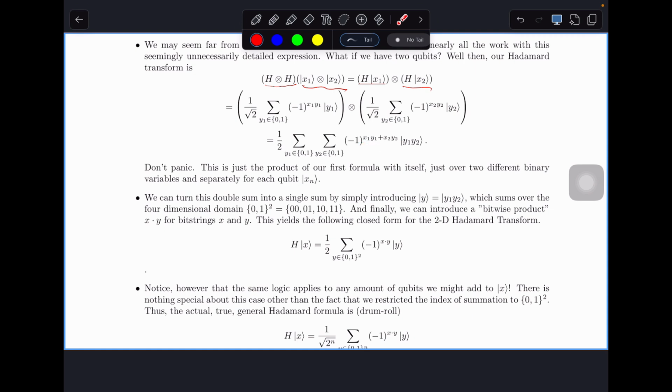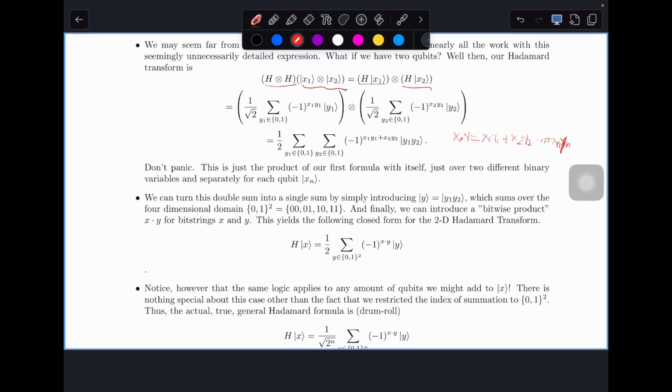What we'd like to do is condense this to be just a term that's dependent upon our new variable y. And the way we're going to do that is we're going to define the bitwise product. X dot y is going to equal x1 y1 plus x2 y2 dot dot dot plus xn yn.